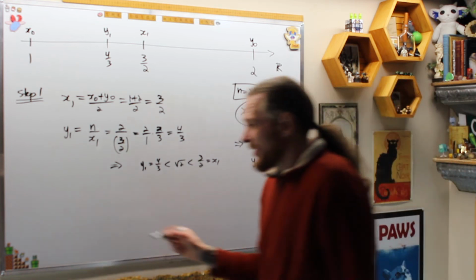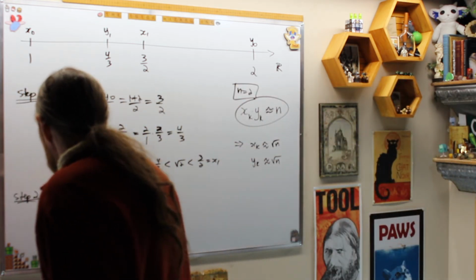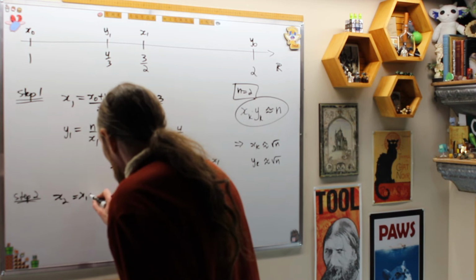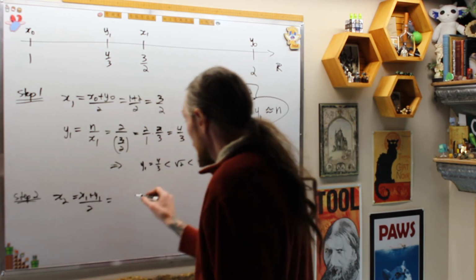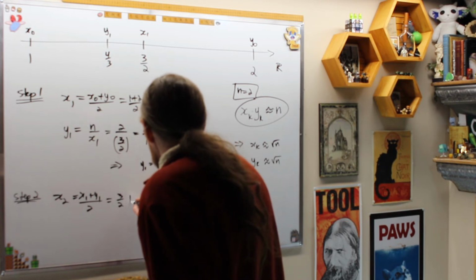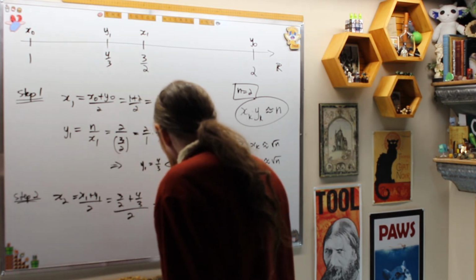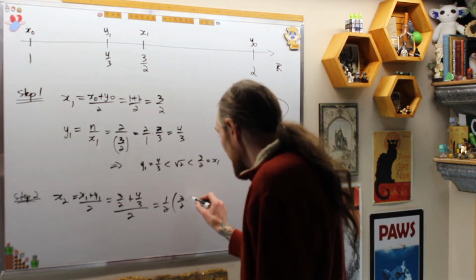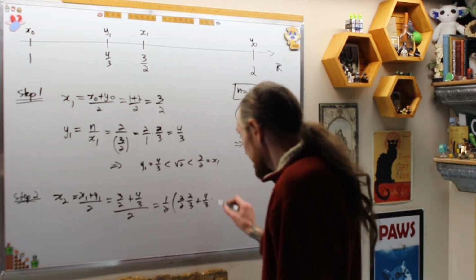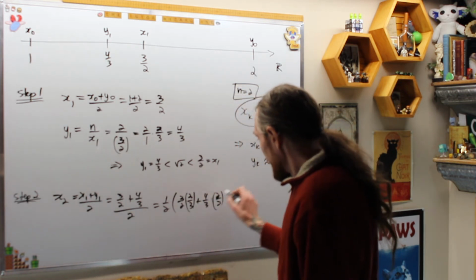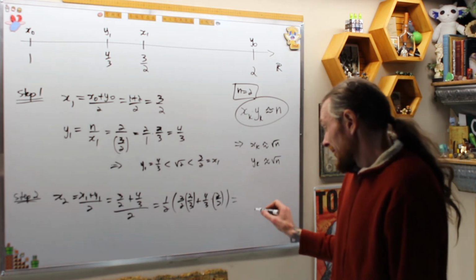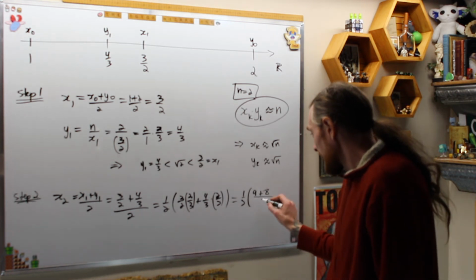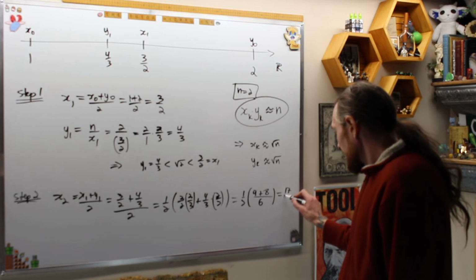To get closer, we're going to do step 2. X2 is always the average of the previous guesses. So that's going to be X1 plus Y1 over 2, which in our case is 3 over 2 plus 4 over 3, over 2. Simplifying, that's 1/2 times, I have to multiply the first by 3 over 3 and the second by 2 over 2 to get my common denominator, so 9 over 6 plus 8 over 6. That's 1/2 times 17 over 6, which is 17 over 12.